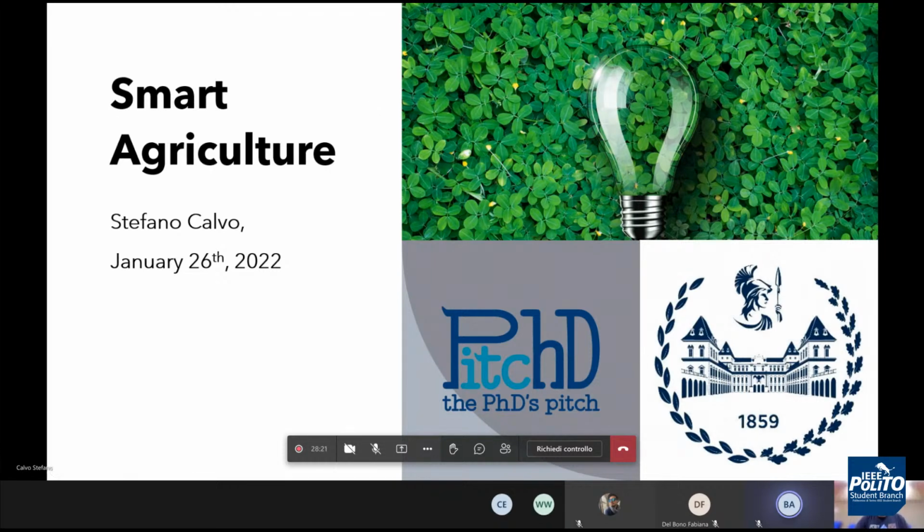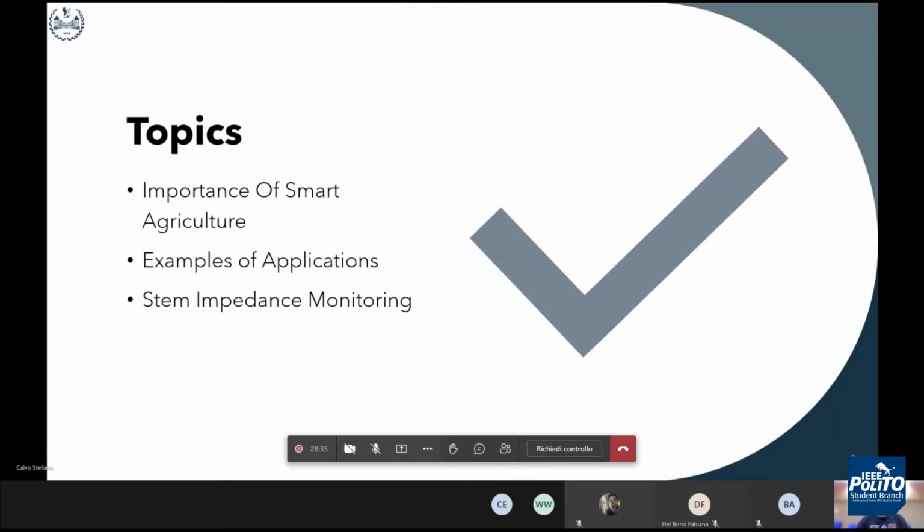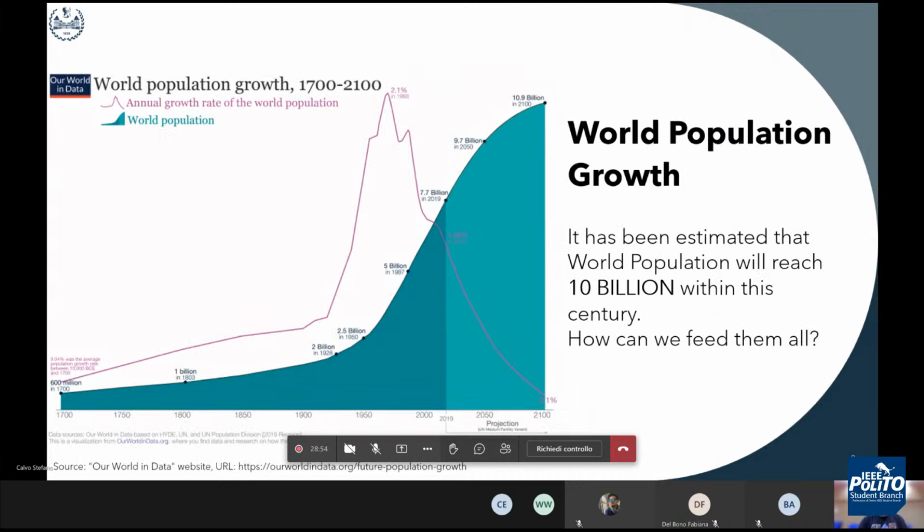Good evening. I'm Stefano Calvo. I am a PhD student, currently enrolled in the first year. My research field concerns smart agriculture, and this is the main topic I will discuss with you today. My presentation will touch three main topics. At first, I will show you the importance of the implementation of smart agriculture. Then I will present you some examples of applications. And then at the end, I will discuss with you my work that deals with stem impedance monitoring.